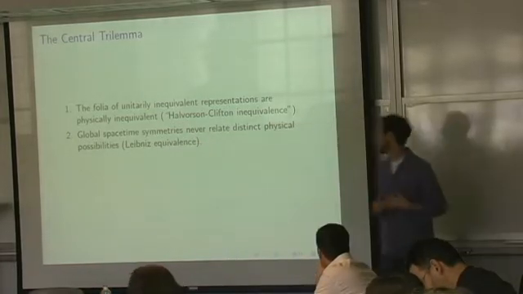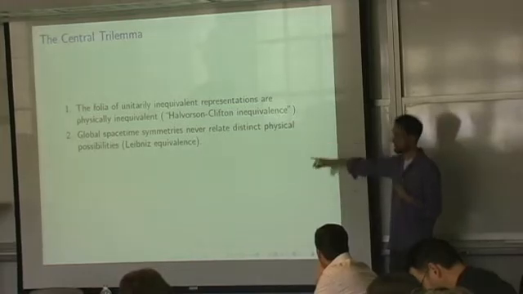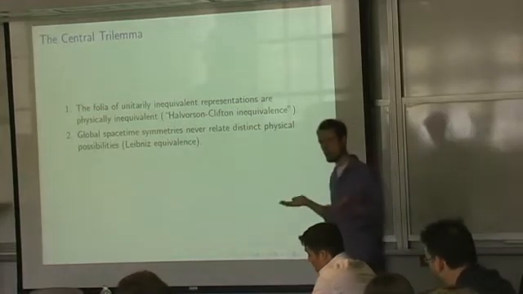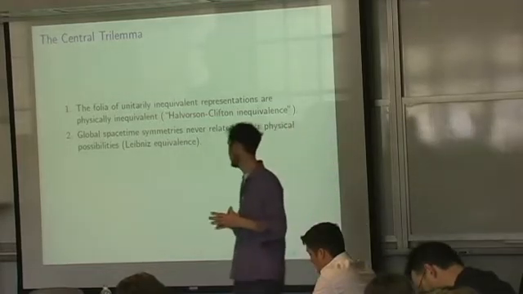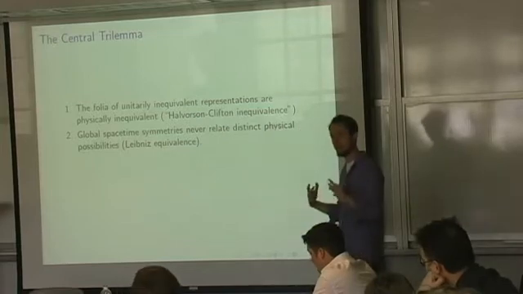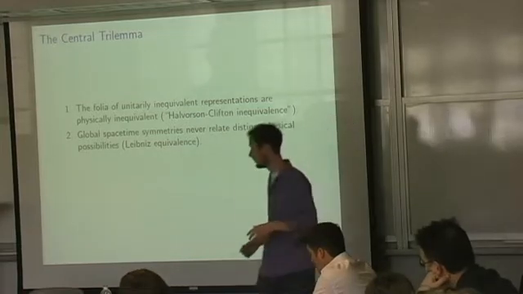That these global space-time symmetries don't relate distinct physical possibilities. They just correspond to unphysical changes in coordinates, or things of that sort. They're just ways of re-describing the same possibility over again.